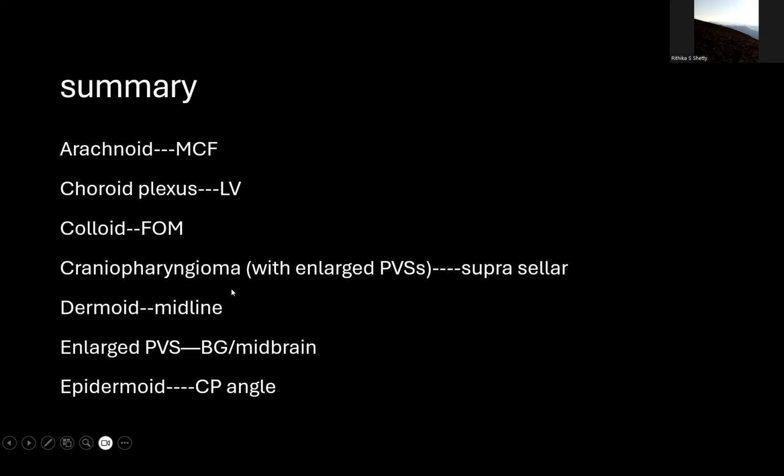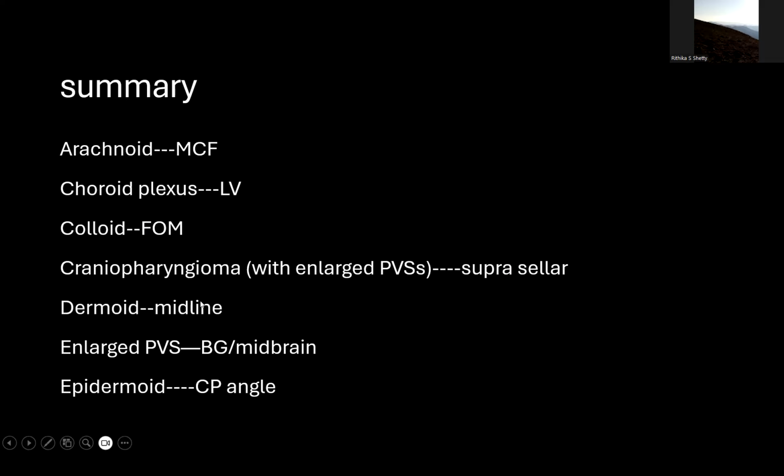Okay, so that's it. Just now summarizing all the cysts which we studied based on location. Starting, we studied arachnoid cyst. Most common location is middle cranial fossa. For choroid plexus, it's lateral ventricle. Colloid cyst, foramen of Monro, causes obstruction. Craniopharyngioma, which is in the suprasellar region.